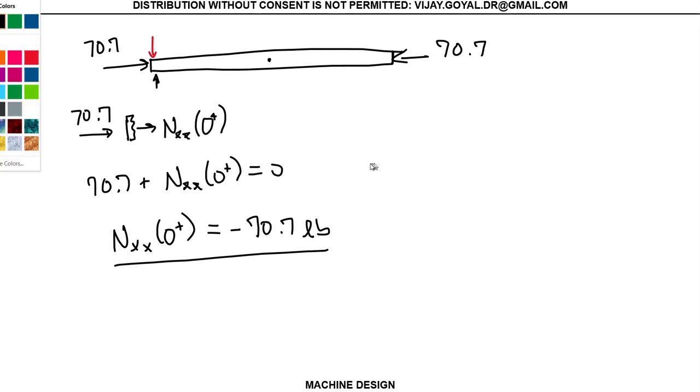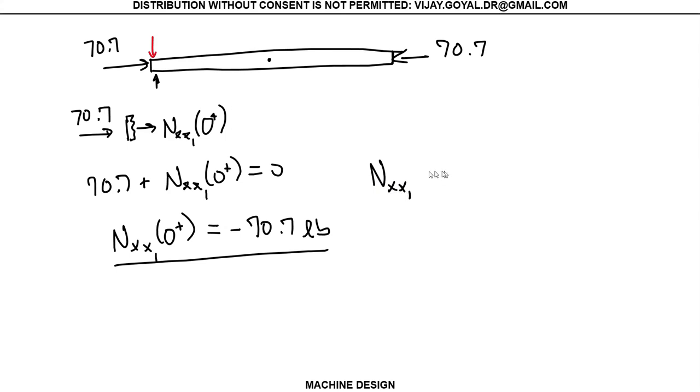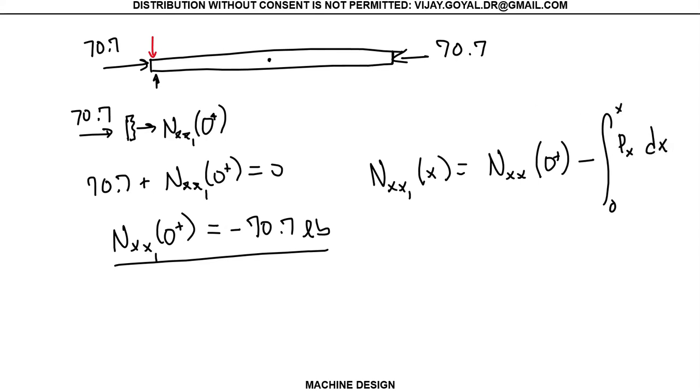So now this is for my section cut number 1, and if I use my equations, nxx1 of x would be nxx 0 plus minus the integral from 0 to x of p of x dx. In my problem, I do not have any distributed load in the x direction, so this will be 0. So your nxx will be a constant value, minus 70.7 pounds.